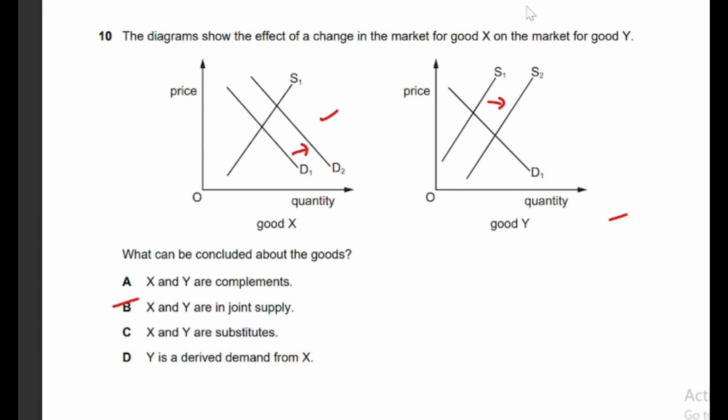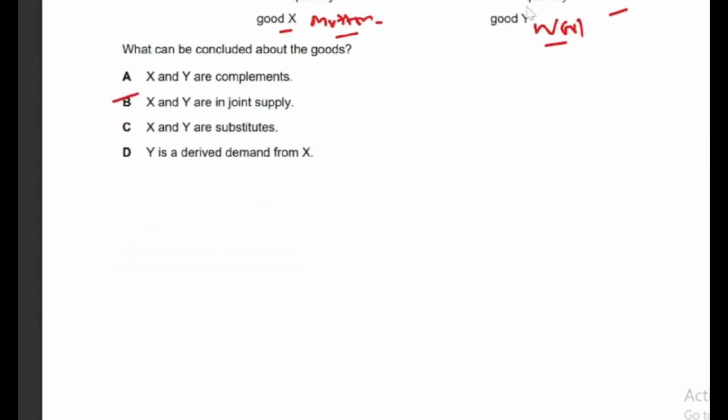So consider this is wool and this is demand for mutton. Suppose X is mutton and Y is wool. If demand for mutton increases, then definitely more mutton will be available in the market, and as a result more wool will also be automatically supplied. So B answer is correct answer.